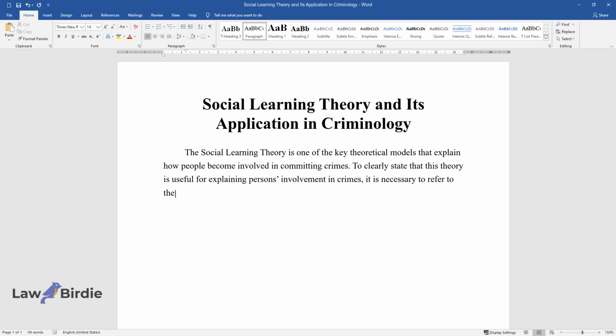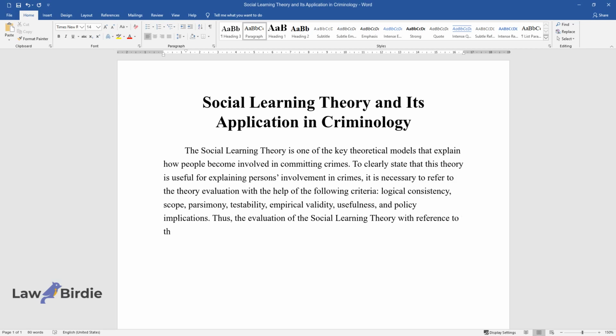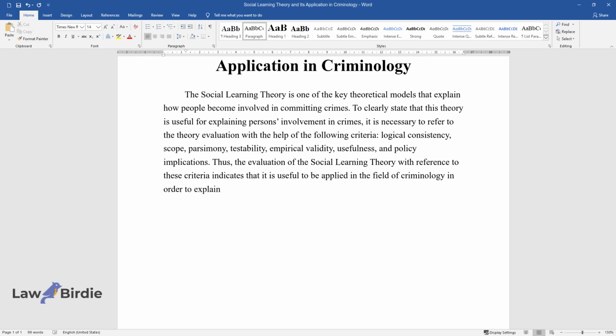the theory evaluation with the help of the following criteria: logical consistency, scope, parsimony, testability, empirical validity, usefulness, and policy implications. Thus, the evaluation of the social learning theory with reference to these criteria indicates that it is useful to be applied in the field of criminology in order to explain how individuals become involved in criminal activities.